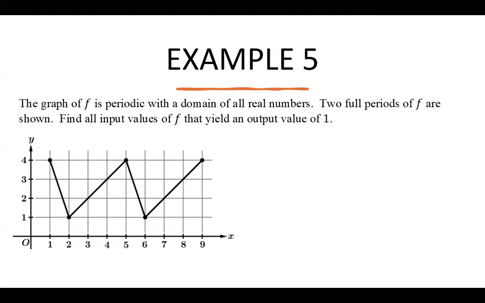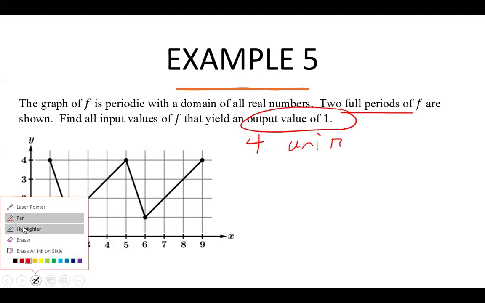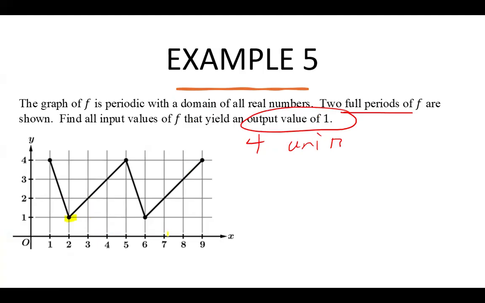So keep that in mind and think of this as translations. Where would that happen? All right. So the first thing is to establish our period. And how long is it? 4 units. Then it says your output is one. So where does that output of one begin? Well, our first output of one starts at right here. Does that make sense?